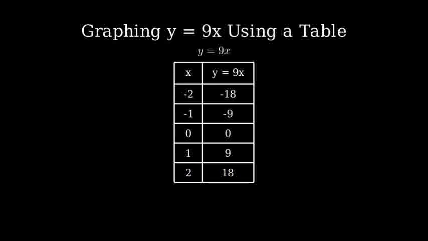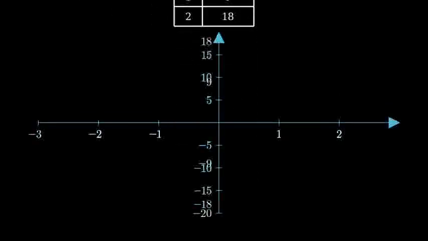Now that we have our table of values, let's move on to plotting these points on the coordinate plane. We'll set up the axes so we can plot our points and visualize the graph. We'll now plot each of our calculated points from the table onto the graph, starting with -2, -18, next -1, -9, then 0, 0, the point 1, 9, and finally 2, 18.